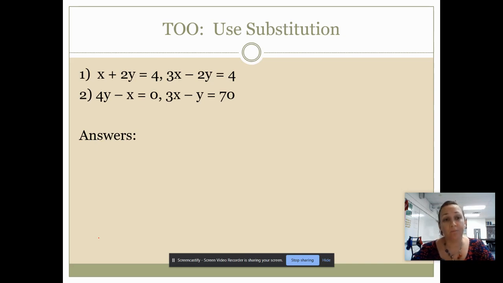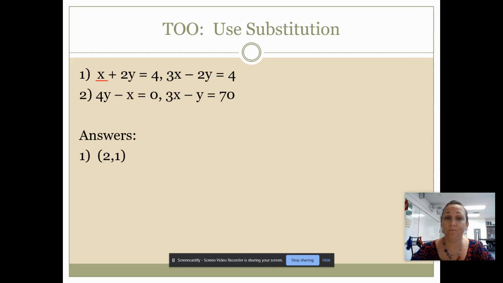On the first one, the variable that is the easiest to solve for, to put it into the notation that you need for substitution form, would be the letter x in the first equation, because it's the only variable that doesn't have a number in front of it. To solve for x, all you would have to do is subtract the 2y, and then you would be ready to substitute. Here's the answer for the first one.